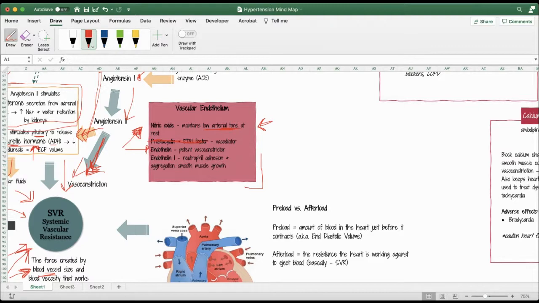And then the endothelin, endothelin 1. Endothelin is what we're concerned with because it's a very potent vasoconstrictor. If it constricts our vessels, it's going to increase systemic vascular resistance, and then it's going to increase blood pressure, right? In terms of neutrophil adhesion and aggregation and smooth muscle growth, this isn't anything you need to focus on for this unit.